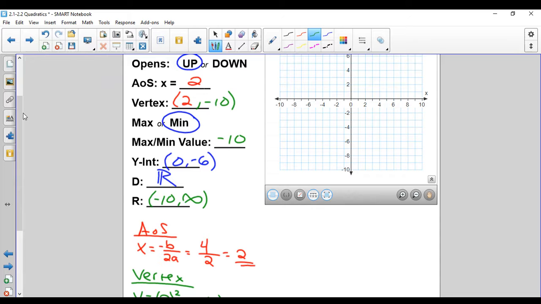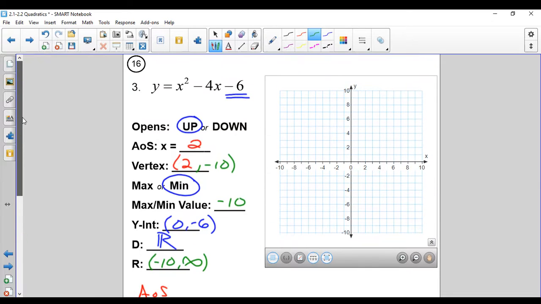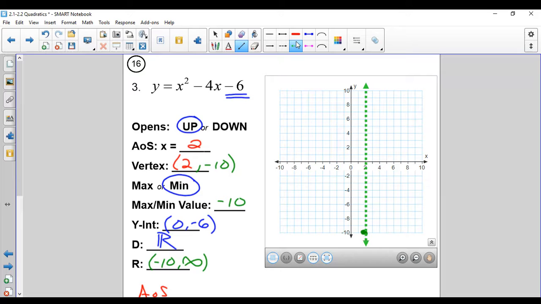Plot the vertex, plot the axis of symmetry, take it from there. So I plot the vertex at 2, -10, barely fits, but it does. I'm going to go ahead and plot my axis of symmetry. Remember, it's a vertical line going through the x of the vertex. Plot your y-intercept, 0, -6. Plot the mirror image of that. Use reflection there. We have that.